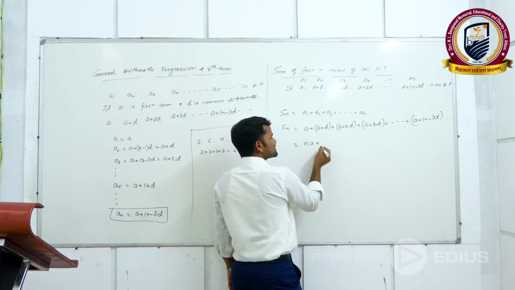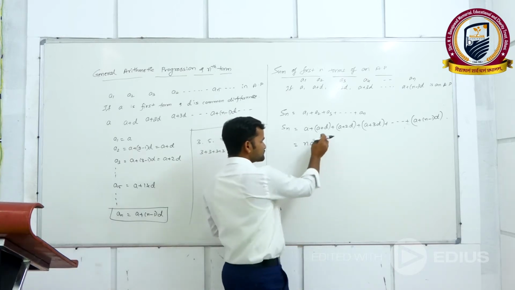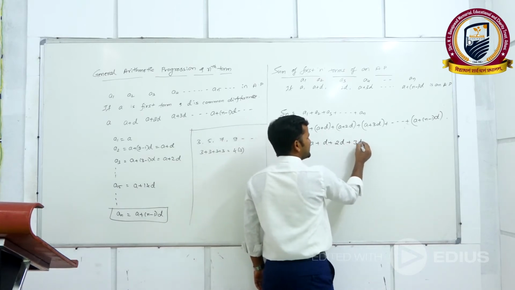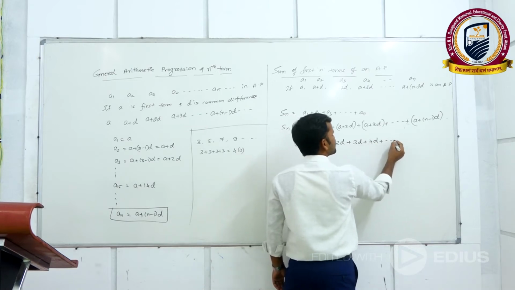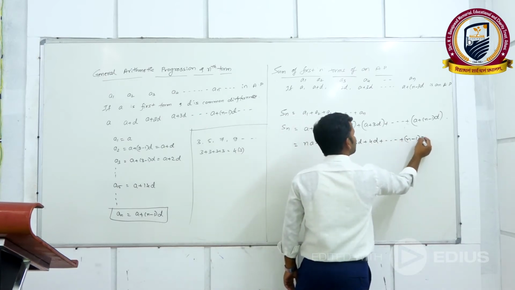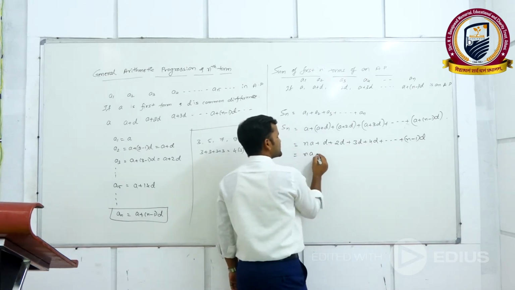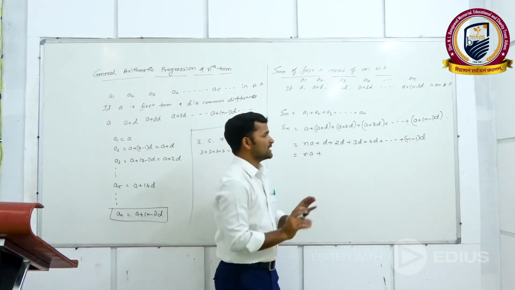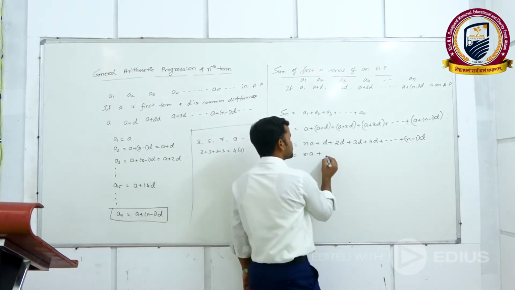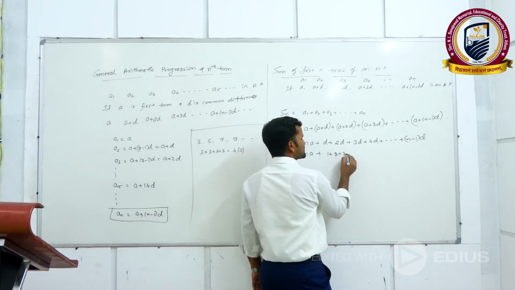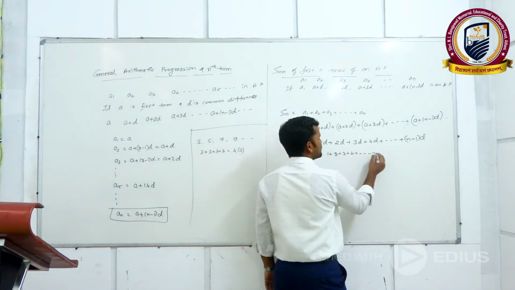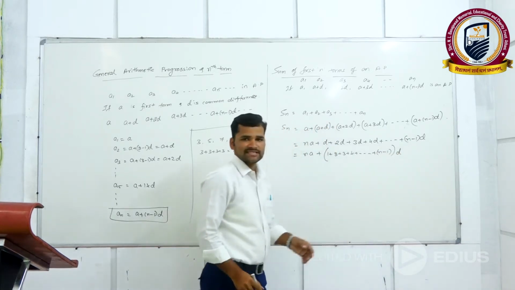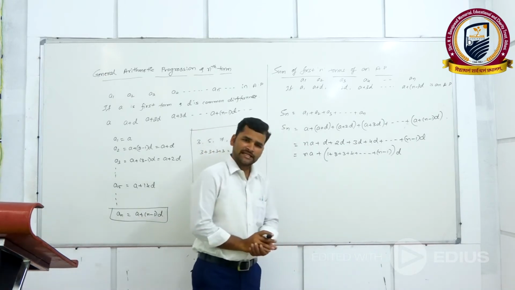Otherwise I will directly write n a plus. Now remaining terms you see: d plus 2d, 3d, similarly 4d, and so on up to (n minus 1) into d. n a you keep as it is, plus. From the remaining terms, what is common here? d is common. You take d outside. The remaining terms you write as 1 + 2 + 3 + 4, and so on up to n minus 1. The whole thing is multiplied with d because d is taken common here. n a let it be as it is.